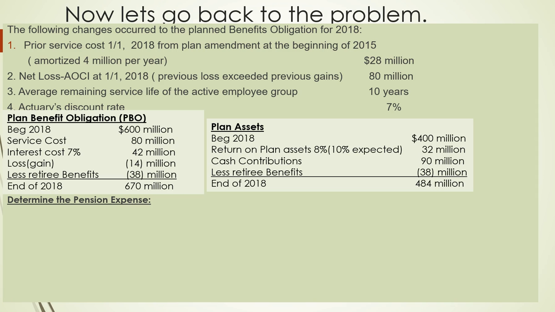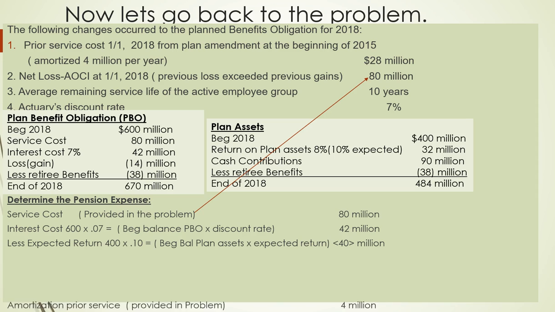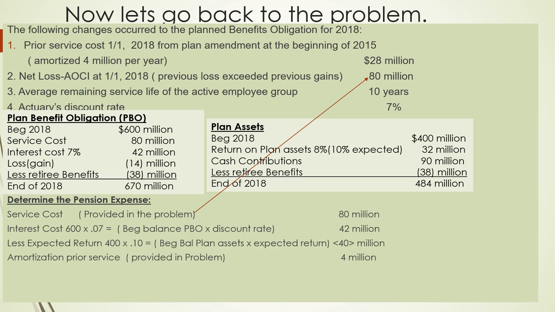So now we can determine the pension expense. We have our service cost, which was provided. We have our interest cost, which is the beginning balance times the discount rate. We have less expected return, which is 400 million times 10%. And remember, that's always times the expected return, and we always back that out. We're going to amortize prior service provided in the problem.